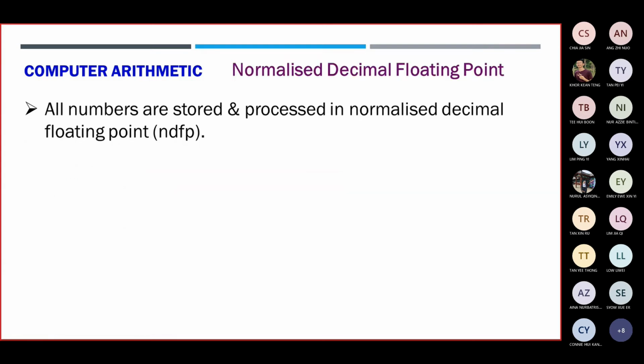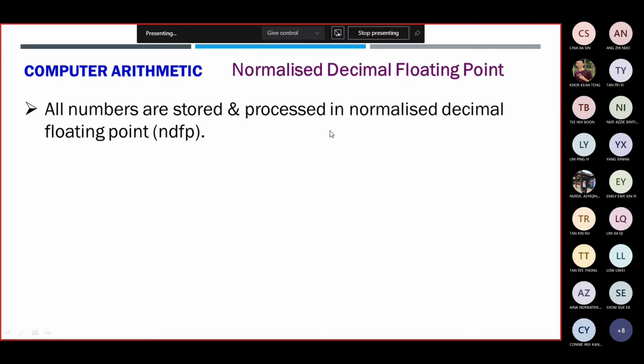In computer arithmetic, remember there is one term that is famously used, which we call normalized decimal floating point, in short NDFP. This means that when we store numbers in the computer or machine, we process them in the form of normalized decimal floating point. Take a look at the example of how we write the NDFP.